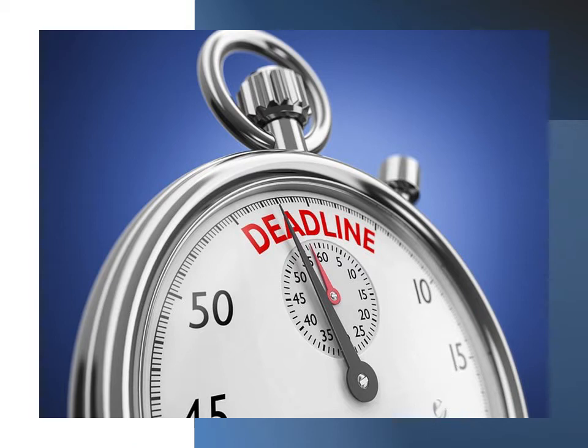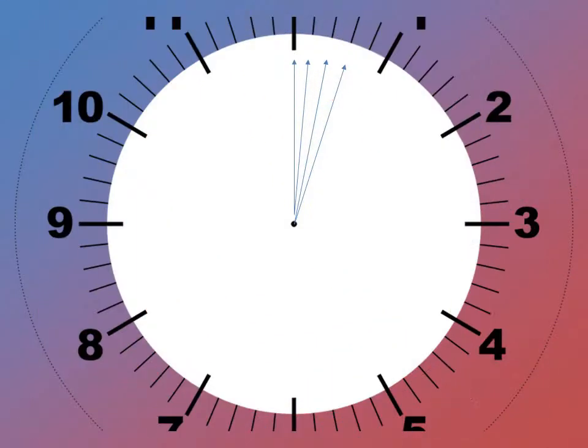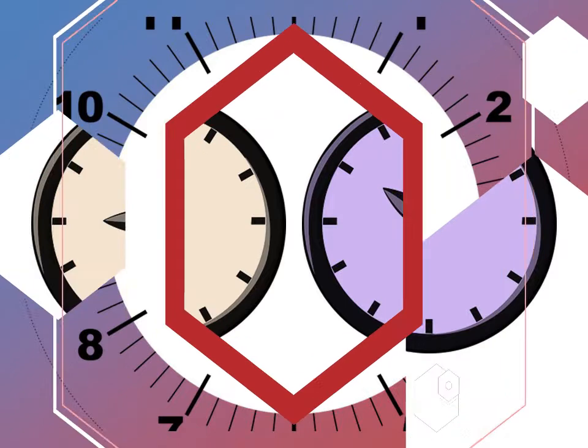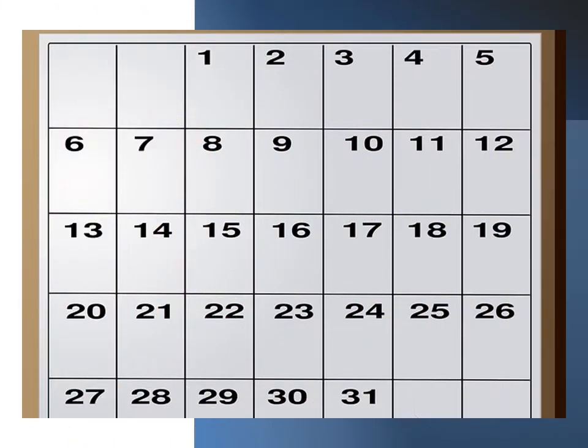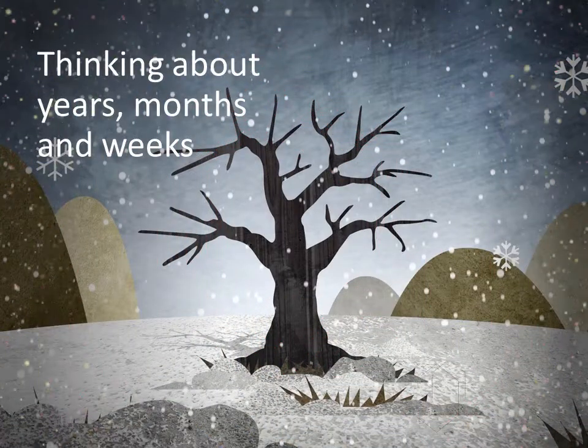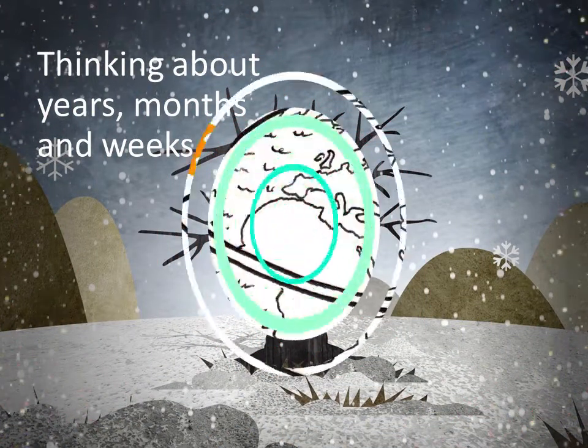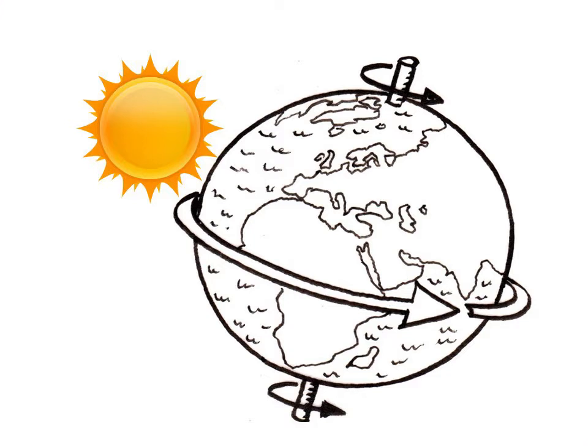Explain to the learners that we measure time in seconds, minutes, hours, days, weeks, months and years. Ask the learners, how long does it take the Earth to go around the Sun? It takes 1 year, as you know.